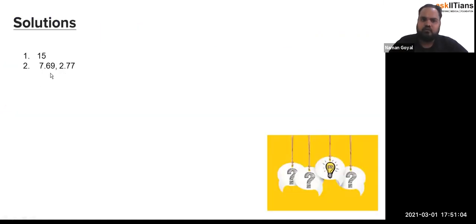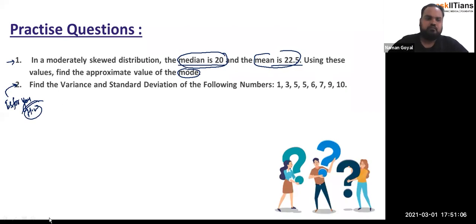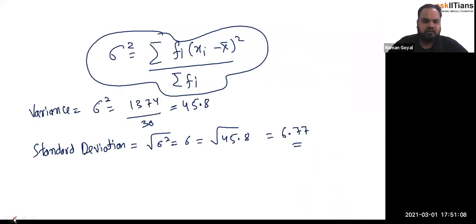You know how to find out the root of decimal numbers, right? You learned that in class 8th, didn't you? You studied it, right? So you know how to find out the square root of 45.8, right? Like this. Okay.